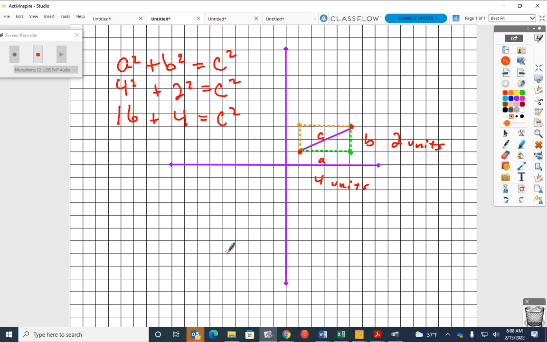My next step is to combine these. What is 16 plus 4? 20 equals C squared. Is 20 a perfect square? It's a number with lots of factors. It's a friendly number, a compatible number, but is it a perfect square? No, it is not.